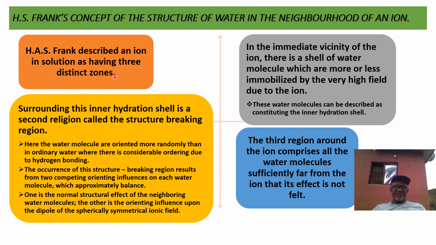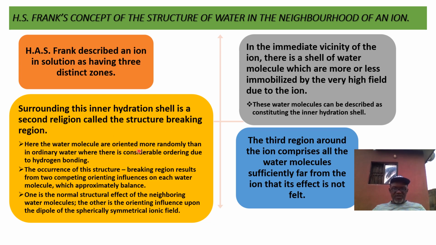Now, H.S. Frank described an ion in solution as having three distinct zones. In the immediate vicinity of the ion, there is a shell. We are going to see a diagram. In the immediate vicinity, water molecules can be described as constituting the inner hydration sphere. Now, surrounding this inner hydration sphere, we have the second region called the structure breaking region.